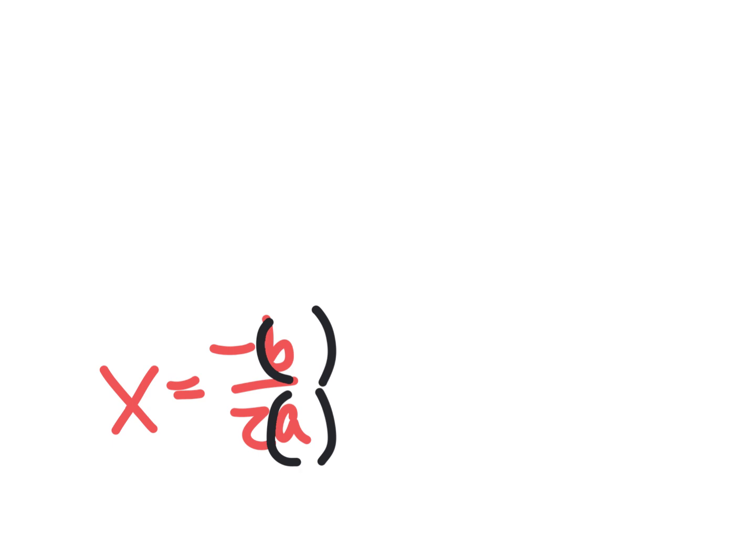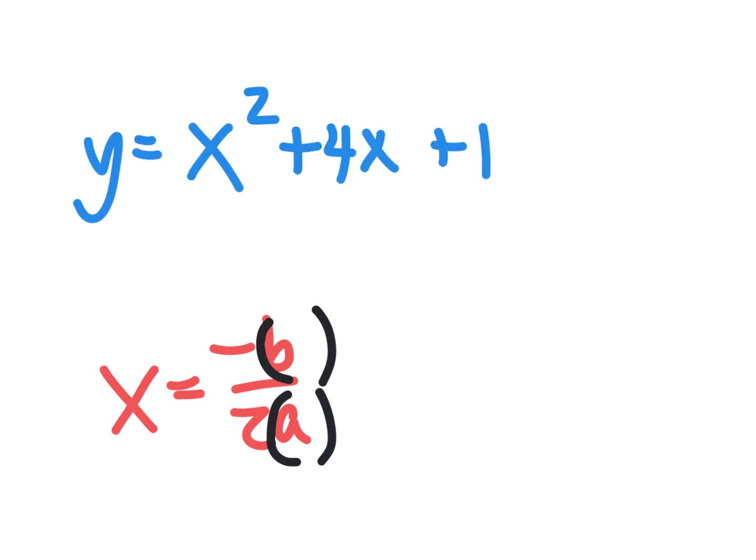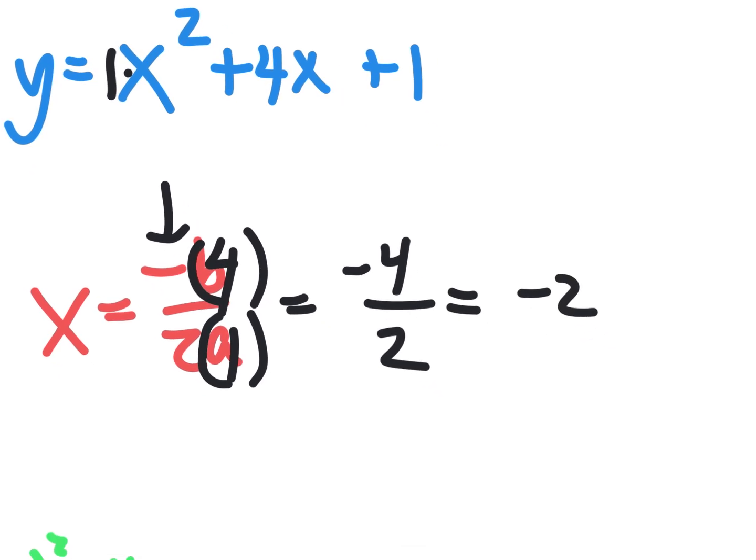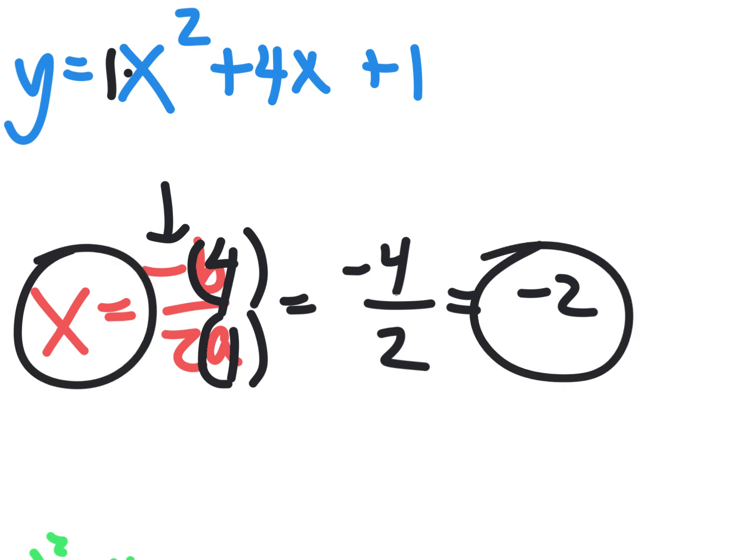Safa, what's A? Yep, there's a 1 right there. Very good. What's B, Teo? -4. Yes, because it's negative B, so it's -4. Now I've got -4 over 2 times 1 is 2, and then I can divide that. That's -2. I'm going to recopy from the beginning. X equals -2. That's the axis of symmetry.